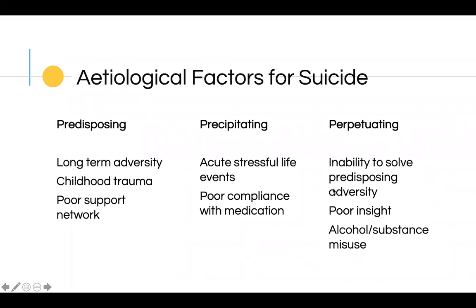Precipitating factors. As we've mentioned, acute stressful life events. Poor compliance with medication, for example, if they're already on an antidepressant or antipsychotic. And then perpetuating factors. So whether they have insight or not, if they've drunk any alcohol, substance misuse, or if they've not been able to solve any of their predisposing adversity, as we've already discussed.